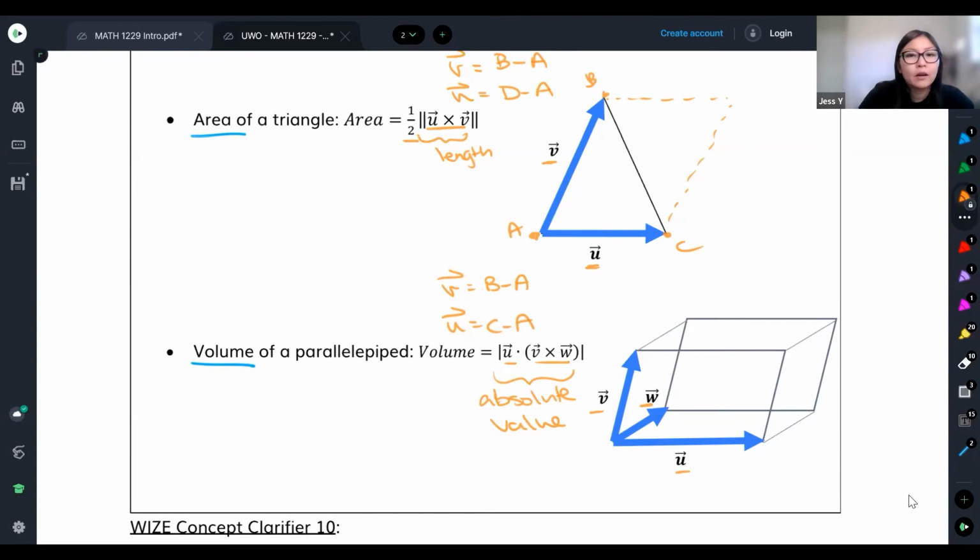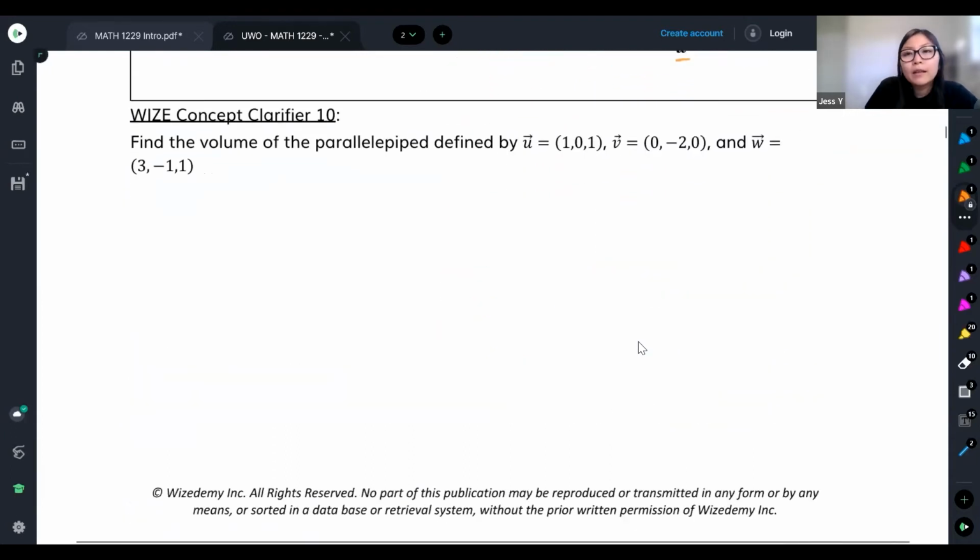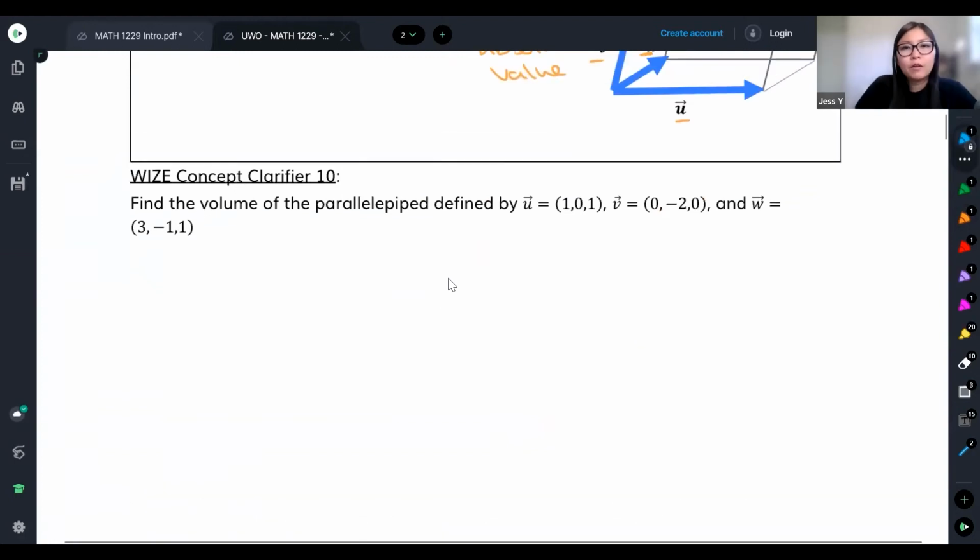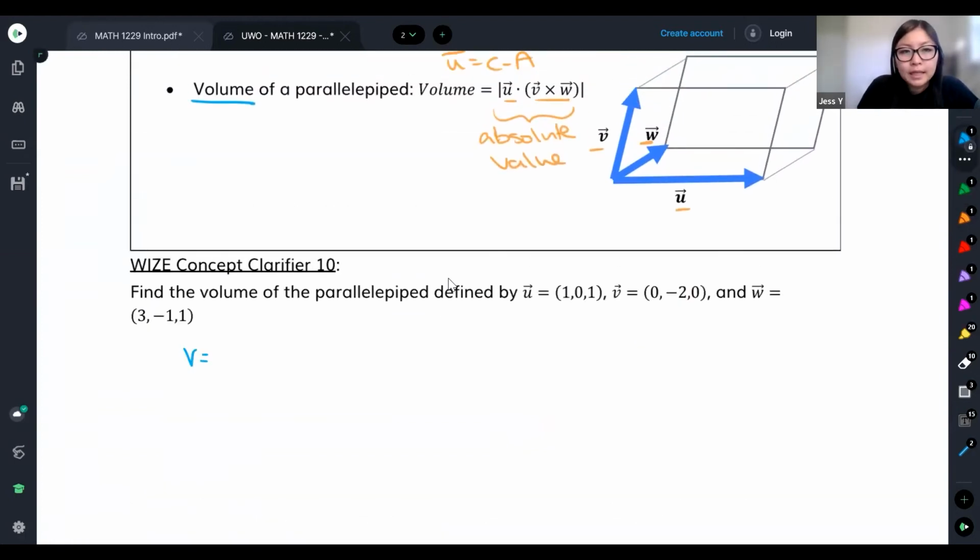Let's take a look at our example here, shall we? We want to find the volume of the parallelepiped defined by U, V, and W. So we use our formula, right? The volume is the absolute value of U dot V cross W. Now, the thing is, this order doesn't matter. So my tip for you for the final exam to avoid mistakes as much as possible: pick the two nicest vectors and find the cross product. By nicest vectors, I mean the ones with zeros. Zeros are the easiest to calculate.